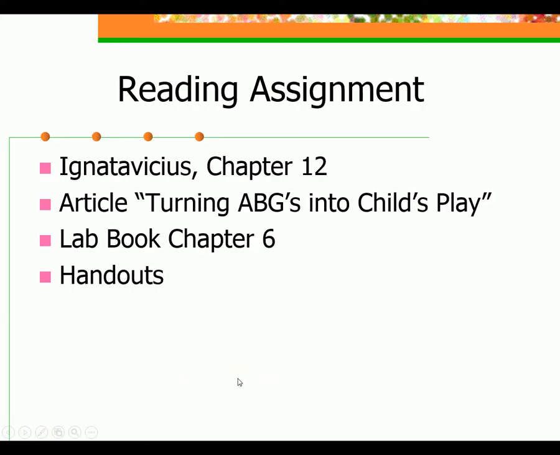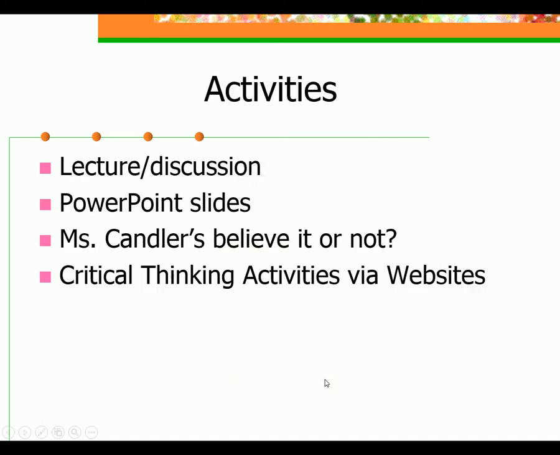So your reading assignment is your Med-Surg book chapter 12, which is short and sweet. Article, Turning ABGs into Child's Play. Lab book chapter 6 and handouts. Activities: we're going to do some lecture and discussion, PowerPoint slides, Miss Candler's Believe It or Not, instead of Ripley's, and some critical thinking activities via the website.